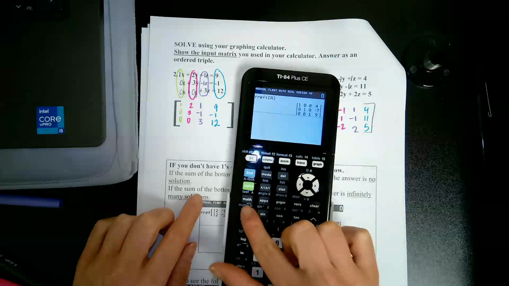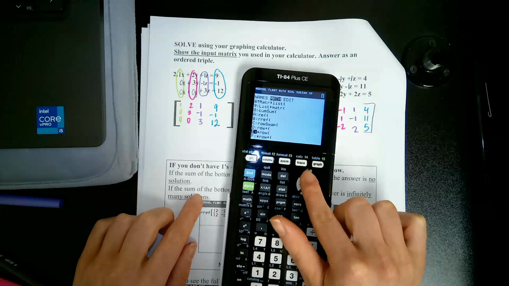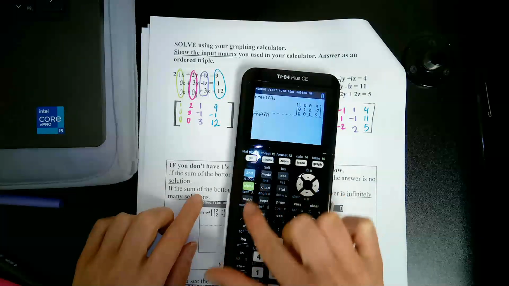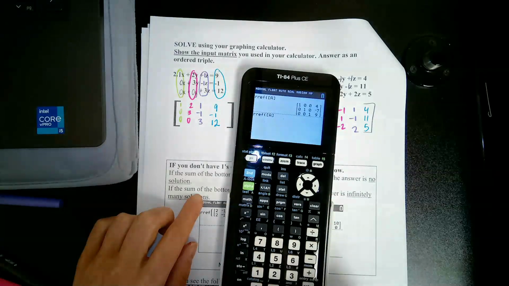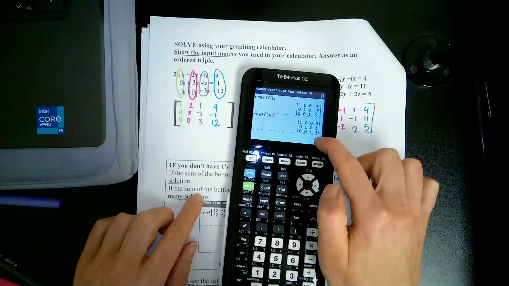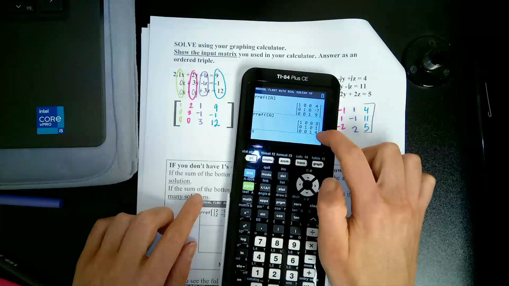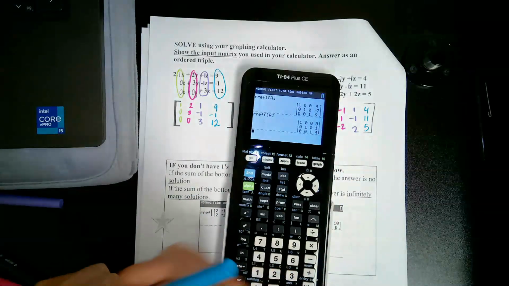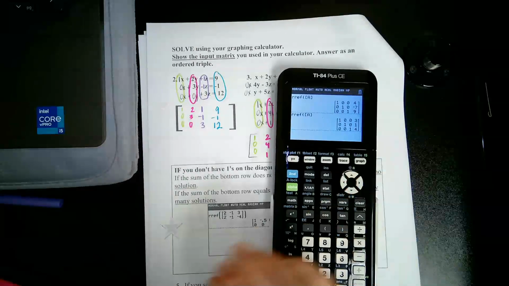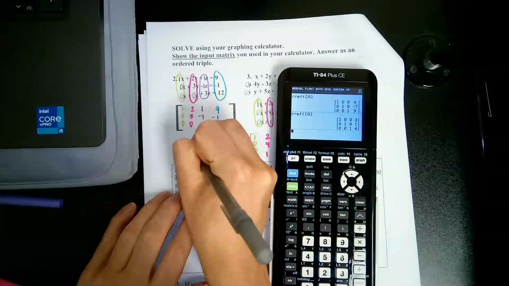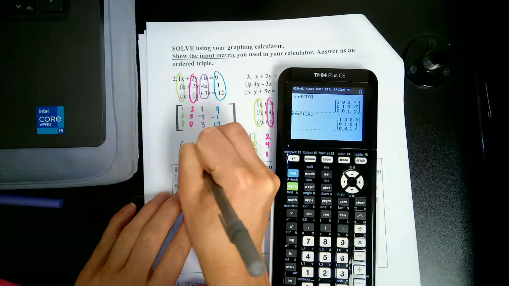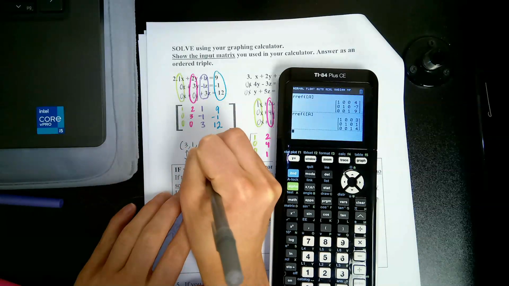And then go back to the matrix home screen, choose math, scroll up to the RREF, and then second matrix, choose option A. Okay, so I see the ones on the diagonal, and so that tells me 3, 1, 4 are my x, y, and z. And so as an ordered triple, you would label the solution 3, 1, 4, putting it in alphabetical order. So x, y, and z.